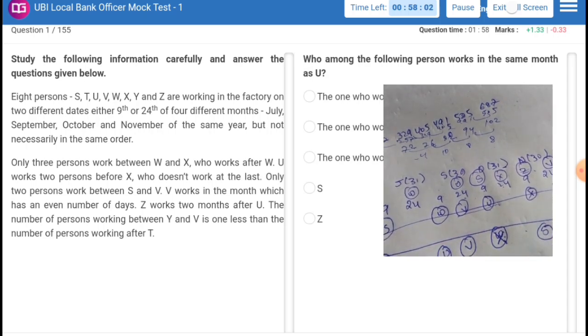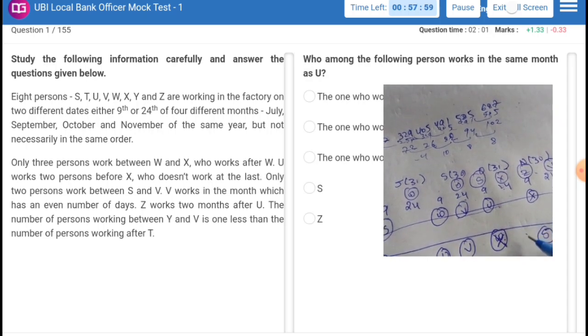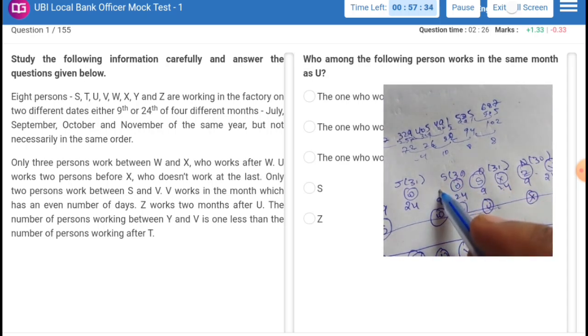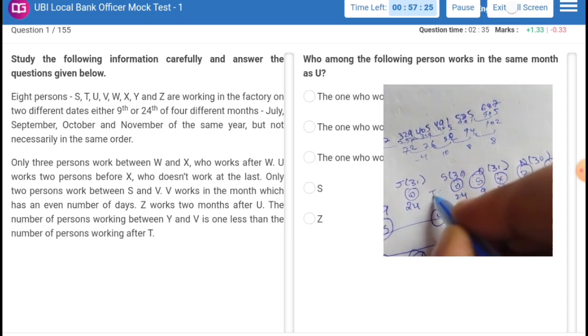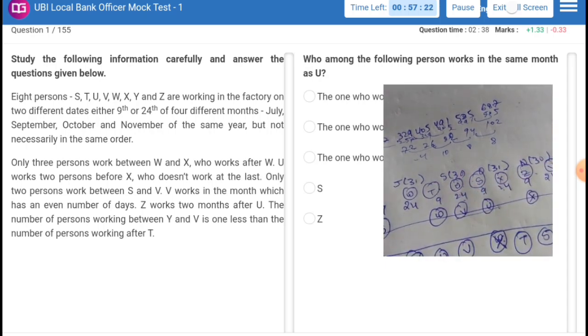Next, the number of persons working between Y and V is 1 less than the number of persons working after T. So between Y and V is 3, 4, 5, 6. After T, 5.